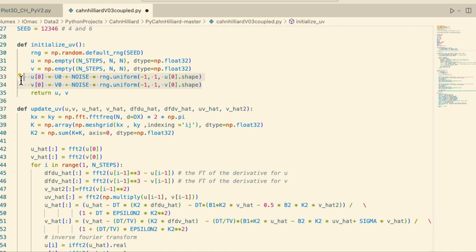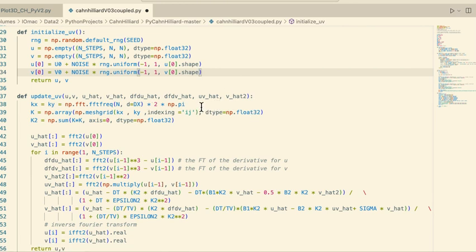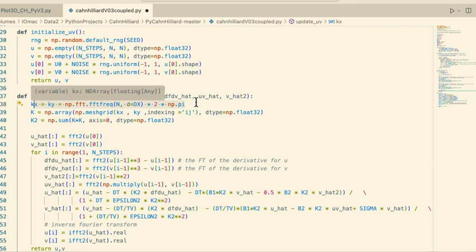I use a random distribution with some small amplitude, centered about some mean value. In particular, I'm going to use 0 as a mean value for u and for b. In here, in this part, I am just defining the wave numbers. This is very similar to what I did before with MATLAB.